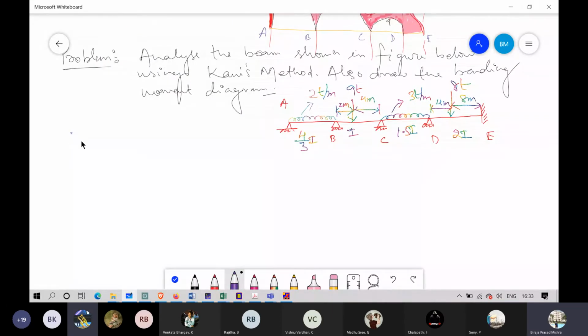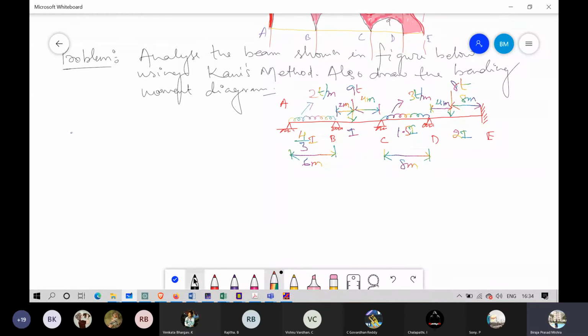Sir, from A to B the distance is not given. Length of the beam, sorry, it is 6 meters. B to C it is 2 meters plus 4 meters. C to D it is again not given, sorry, it is 8 meters. Okay.